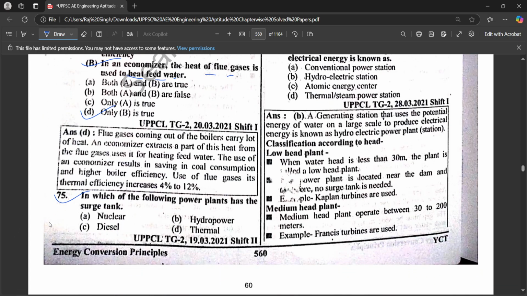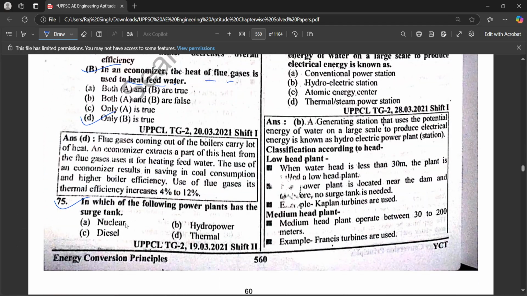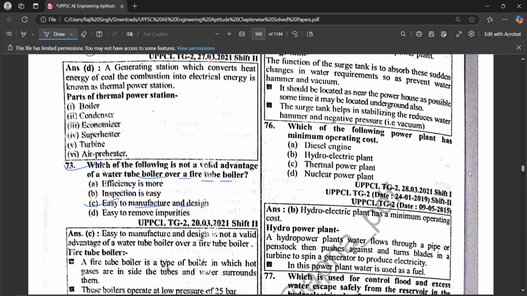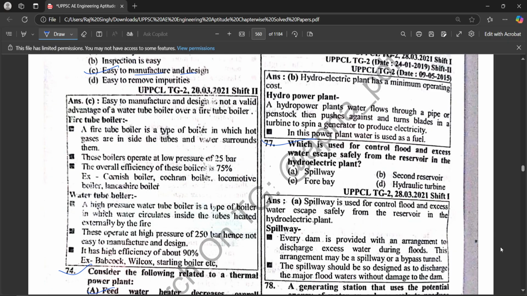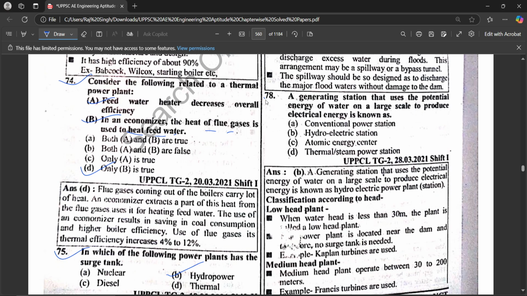In which of the following power plants is there a surge tank? Hydropower. Which of the following power plants has minimum operating cost? A hydroelectric plant. Which is used to control flood and let excess water escape safely from the reservoir in a hydroelectric plant? A spillway. A generating station that uses the potential energy of water on a large scale to produce electrical energy is known as a hydroelectric station.